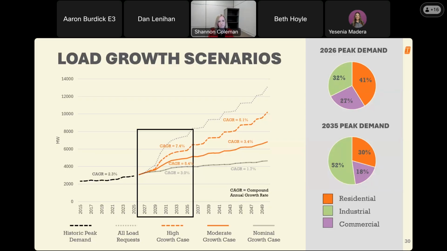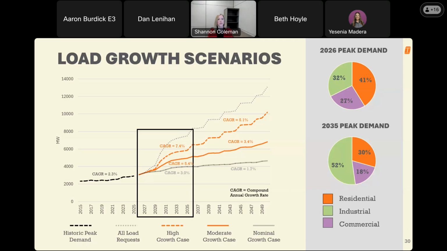And above that, in the dashed orange line, is the high growth case. This case includes a higher percentage of both our current and potential load requests and is intended to represent committed and prospective customer requests, plus a larger quantity of projected unidentified future requests. The high growth case grows at 7.4% over the next 10 years and 5.1% per year over the 15 years following. And in the pie charts on the right, you can see that the composition of our load is expected to change as well, as industrial load becomes a much larger percentage of our total.